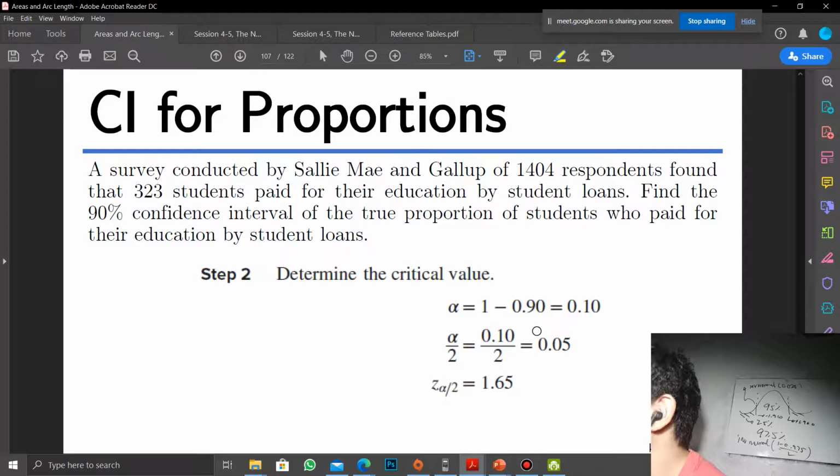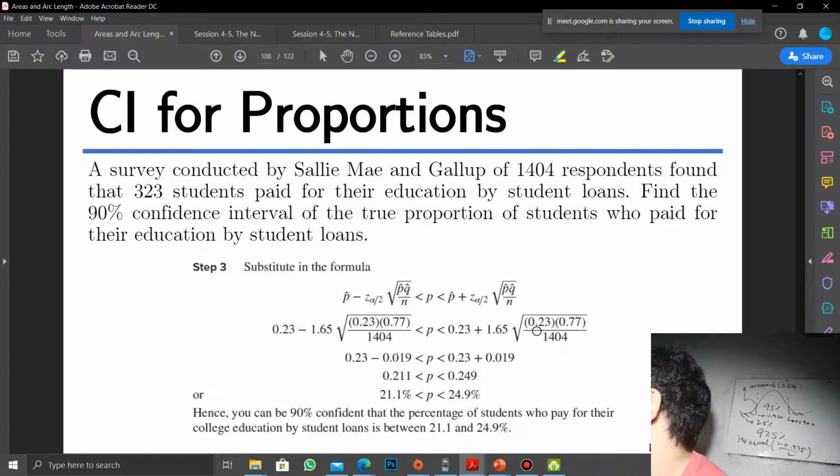Determine the critical value. Diba? 90% confidence interval, 1.65. Yung z-score. And substitute in the formulas, you'll get this, no? Sobrang haba, hindi ko nabasahin. You can either give the answer in decimals or pwede rin percent. So, interpretation: 90% confident that the percentage of students who pay, or your proportion, who pay for their college education by student loans is between 21 to 24.9%.